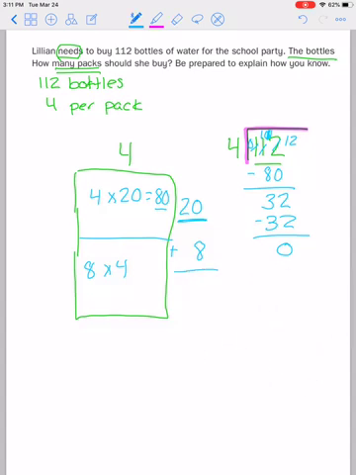So you would just add these together. So Lillian needs to buy 28 packs of water to have enough water bottles for her school party.